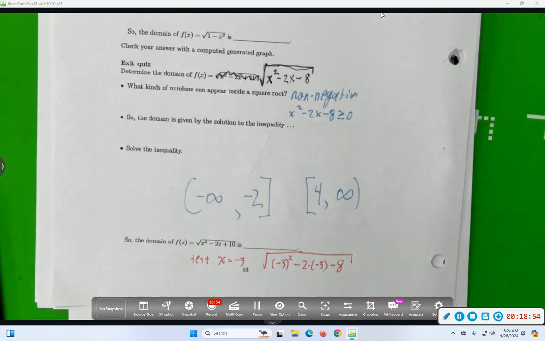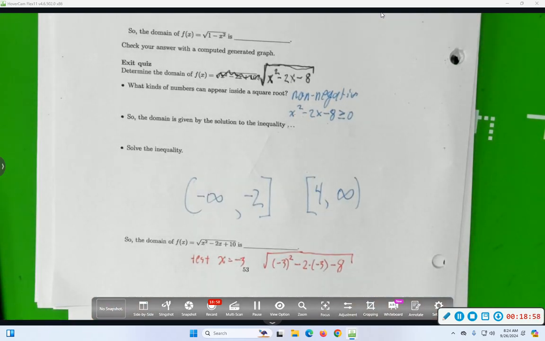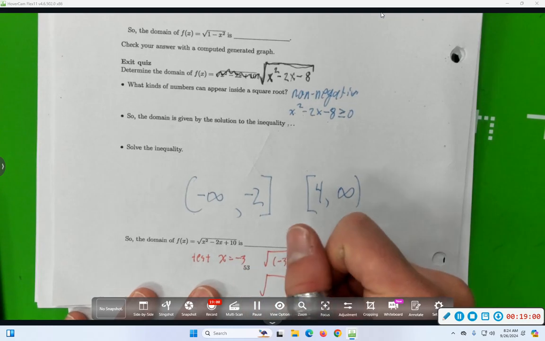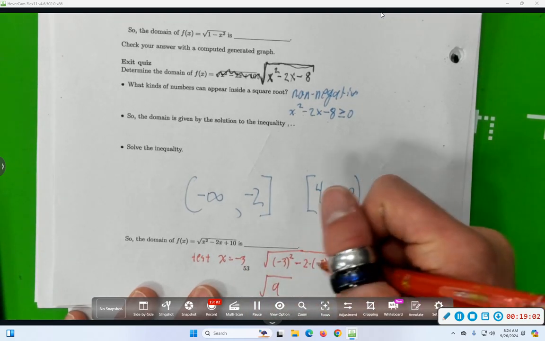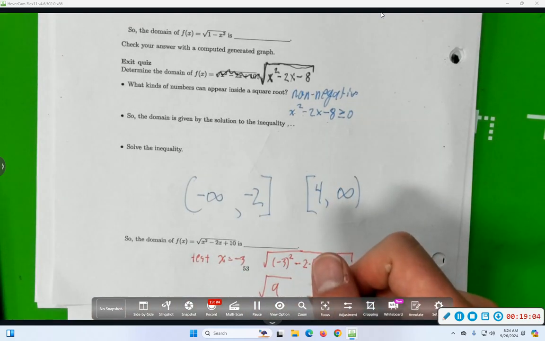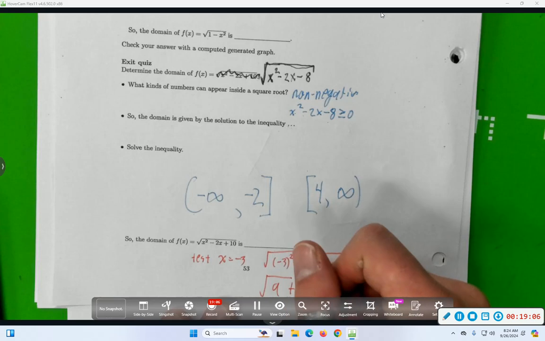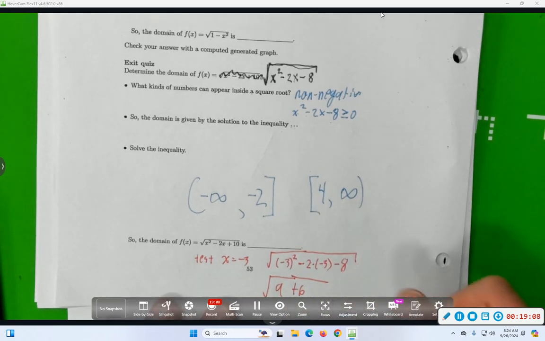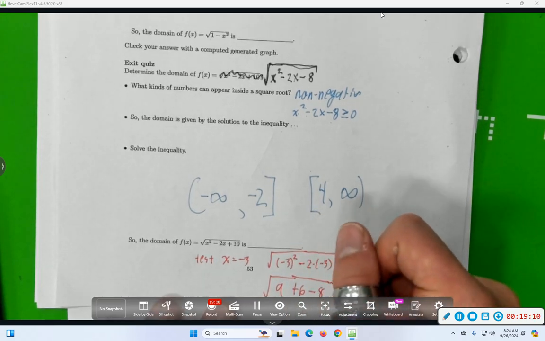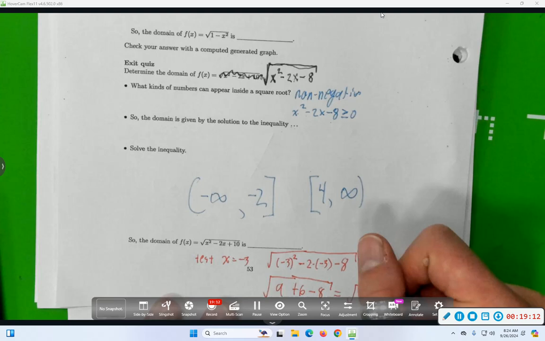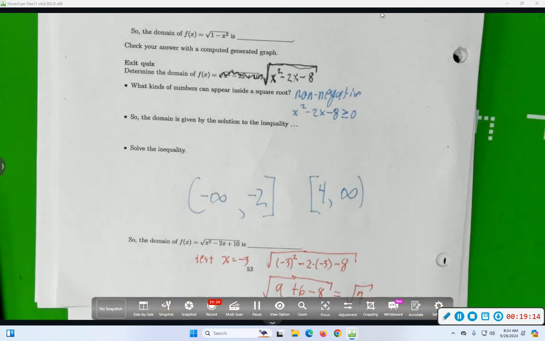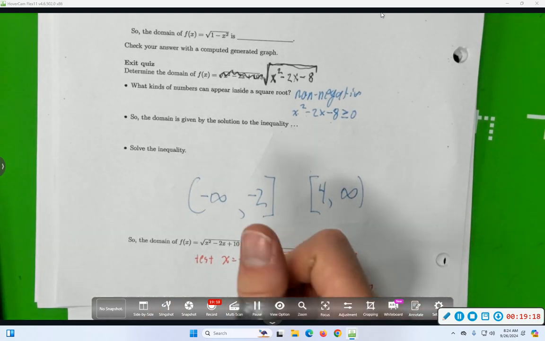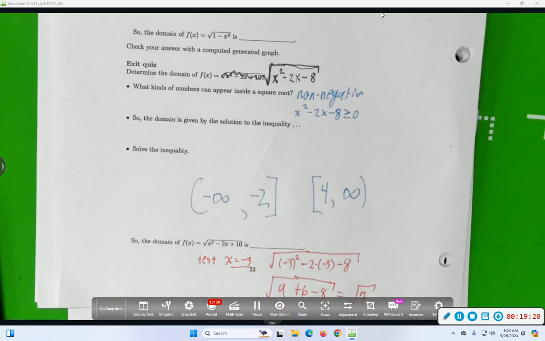And we just have to work out what it is. So 3 squared is 9. Minus 2 times minus 3 is the same as plus 6. Minus 8. So let's see, I worked that out. I think that's root 7. Is that a thing that exists? Oh, yeah. So that means -3 is in the domain.